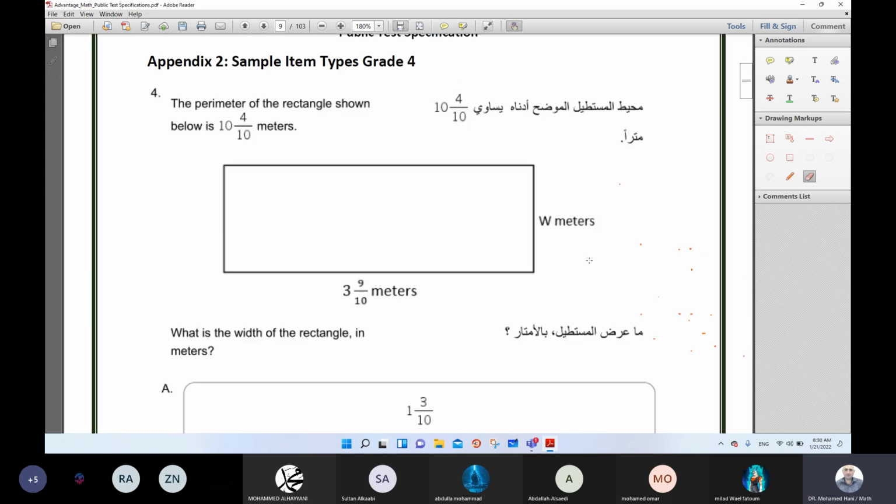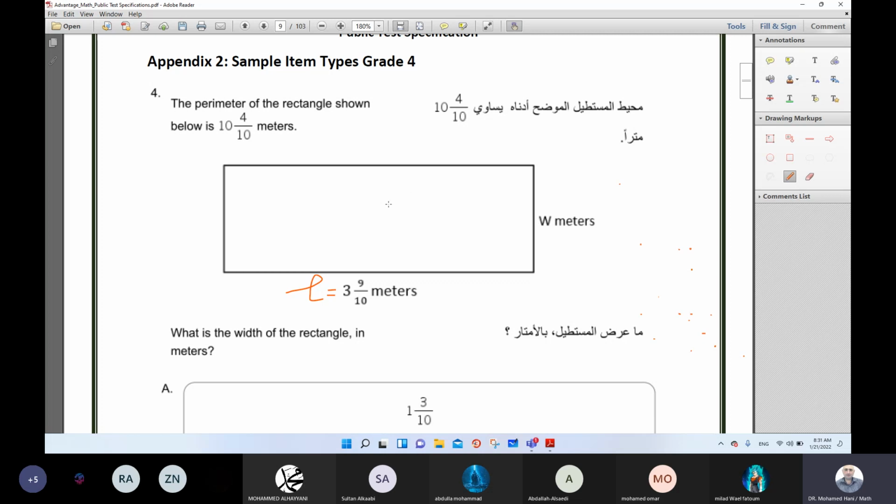In this question, the perimeter of the rectangle shown below is 10 and 4 over 10 meters. We have the perimeter. As you see, we have the length, we have the value of L. And the width is the missing value, W. What is the width of the rectangle in meters? We want to find the missing value of W.